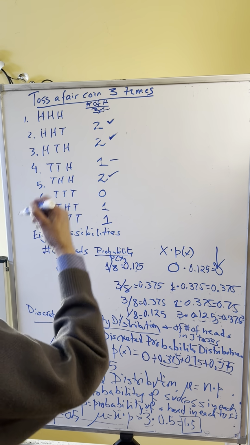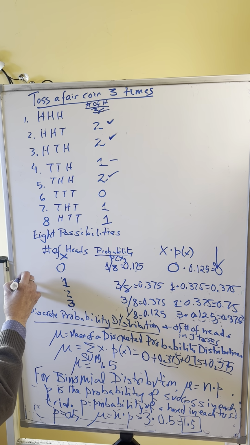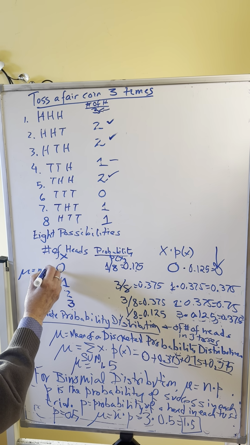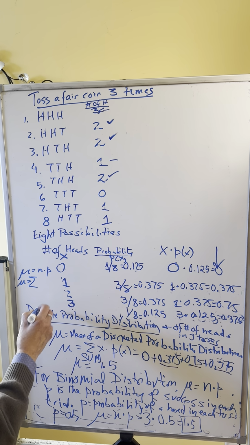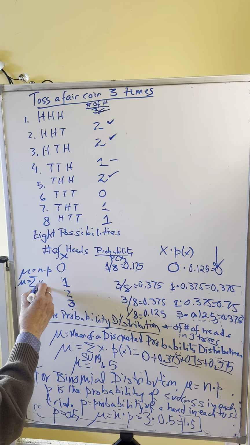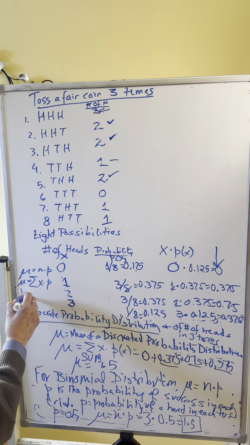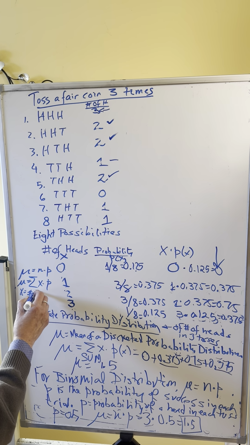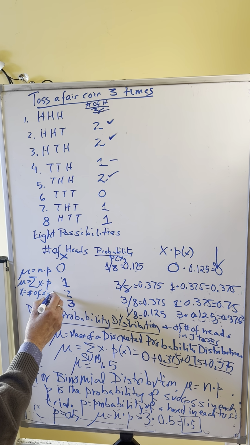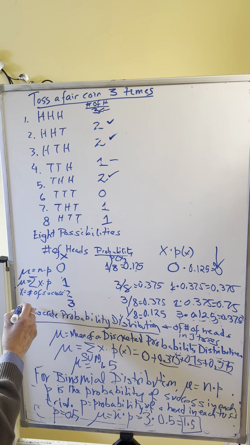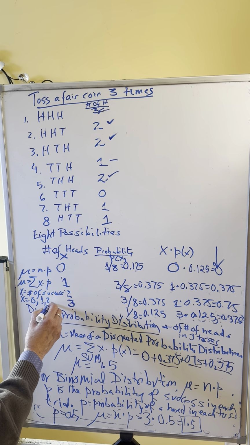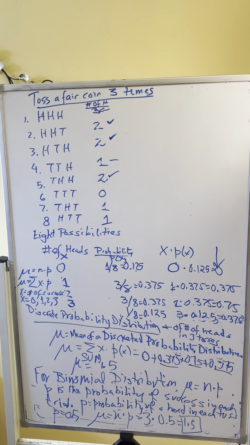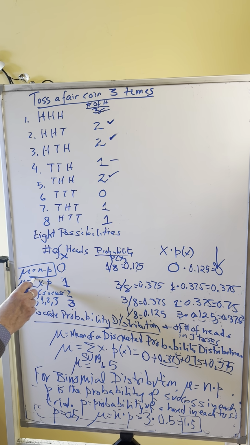So we proved that for a binomial distribution, mu is equal to n times p, and mu is also equal to, because it's a discrete probability distribution, the sum of x times p(x). What is x? Number of successes, or number of heads in this case. And x in this case runs from 0 heads, 1 head, 2 heads and 3 heads. So this is the mean of the binomial distribution.